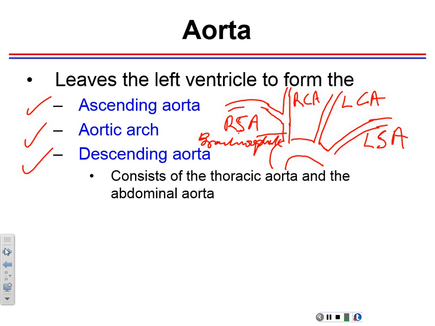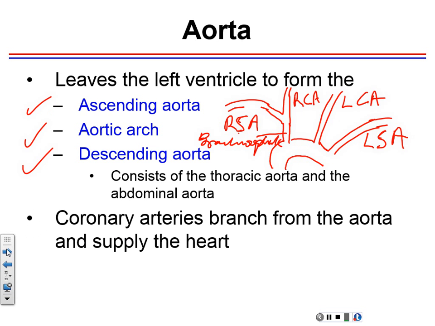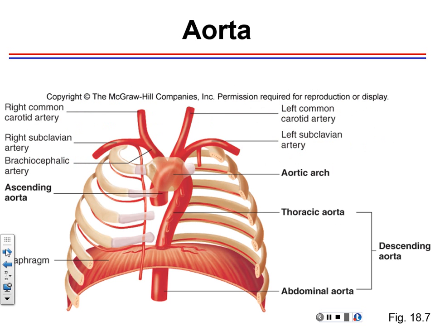Okay, so good. So that's how it splits, and I will describe it again in the slide. The descending will consist of the thoracic and abdominal aorta, right? And then, of course, the coronary arteries will branch from the aorta. So the left and right coronary arteries supply the heart. Remember, we did heart circulation when we said it splits into the marginal, circumflex, anterior, and posterior interventricular arteries. They come from that. Okay, from there. So there it is.